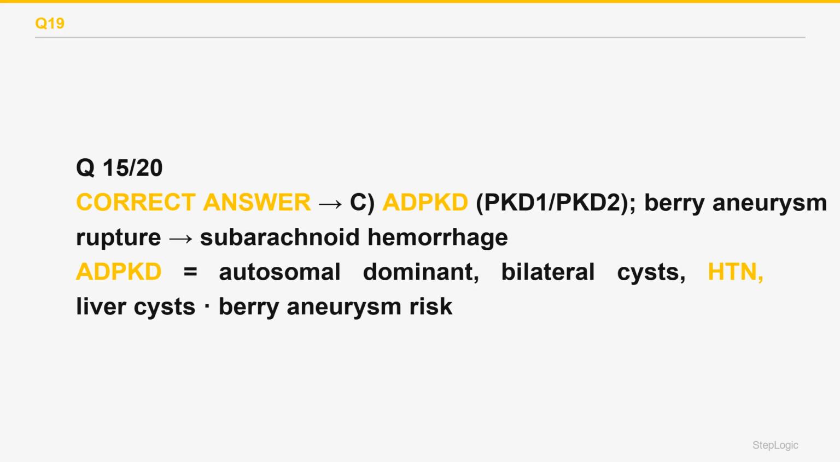The feared extrarenal complication highlighted by the family history of a fatal brain bleed is rupture of a berry aneurysm, causing a subarachnoid hemorrhage. ADPKD is also associated with mitral valve prolapse and colonic diverticula. Contrast with the autosomal recessive form, ARPKD, which presents in infancy with enlarged kidneys and is associated with congenital hepatic fibrosis and Potter sequence. The autosomal dominant bilateral renal cysts with hepatic cysts and berry aneurysm risk identify ADPKD.